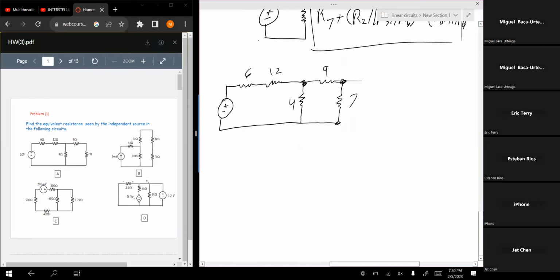Oh, another iPhone is coming in. All right, come on in, iPhone.